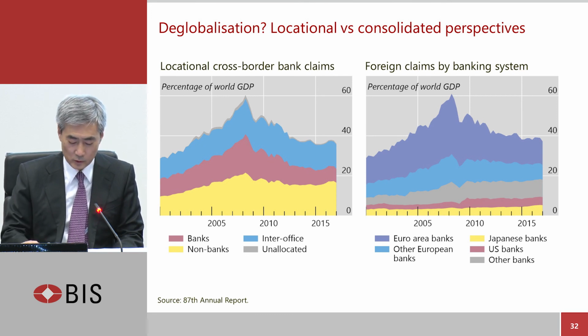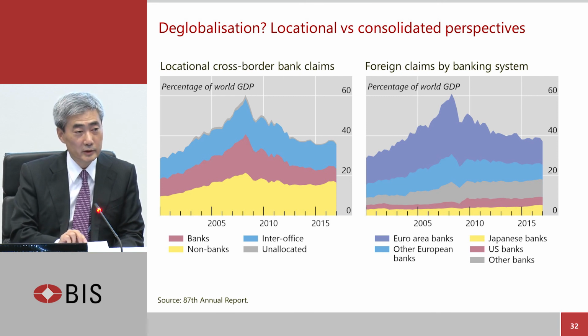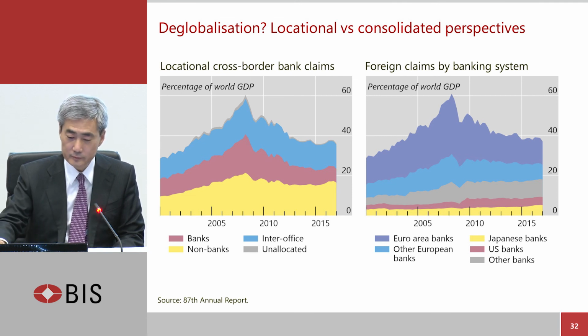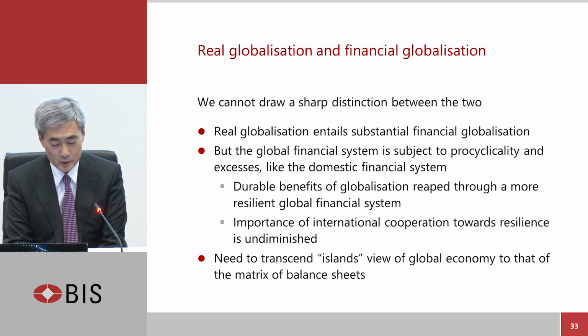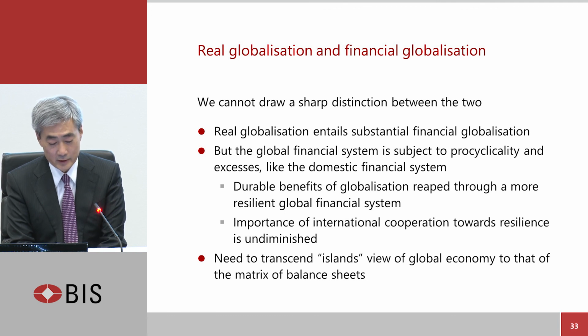Nevertheless, the right-hand panel also underscores the fact that the global financial system is subject to procyclicality, just as the domestic financial system is. And financial crises cast a long shadow on the global economy for years at a time. And the lesson is that ensuring a resilient financial system is the best way to reap the benefits of real globalization. So let me conclude. We have seen that it is indeed exceedingly difficult to draw a sharp distinction between real and financial globalization. Real globalization entails a substantial amount of financial globalization. But having said that, it is also true that the global financial system is subject to procyclicality and excess, just like the domestic financial system. And ensuring a resilient financial system is the best way to reap the benefits of globalization.